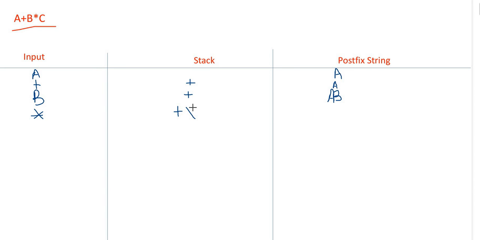The star will be added here. Okay, and AB will be in this case. After that, C will be the input, and it is an operand. It will be simply A B C. Okay, our stack will have plus.